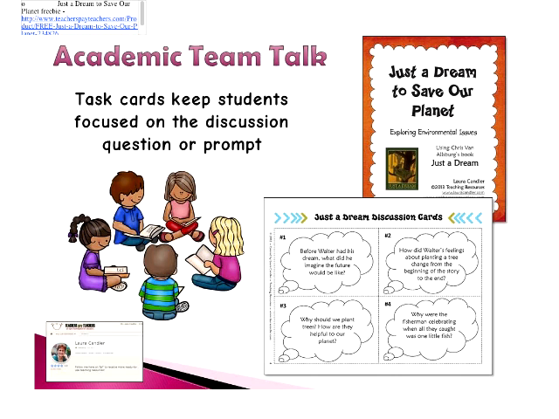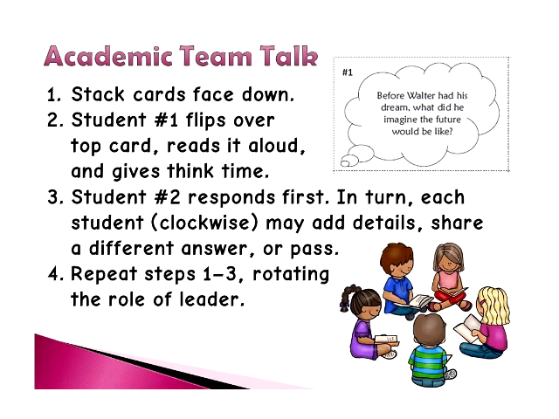So how would you do this a little bit differently when you're talking about a book or doing it academically? You still stack the cards face down. Student 1 flips over the top card, reads it aloud, and gives think time. But this time, because a lot of times there's really one right answer, like the correct comprehension answer, you're not going to have everybody respond. So this time student 1 calls it out, student 2 gets to respond, but then student 3 can add a detail. Maybe they could disagree, share a different answer, or maybe they could pass and say, I don't have anything else to add.